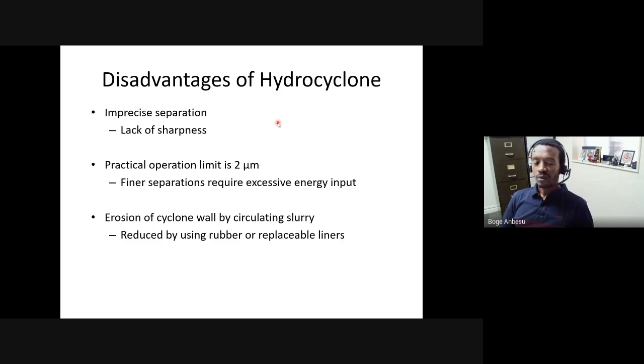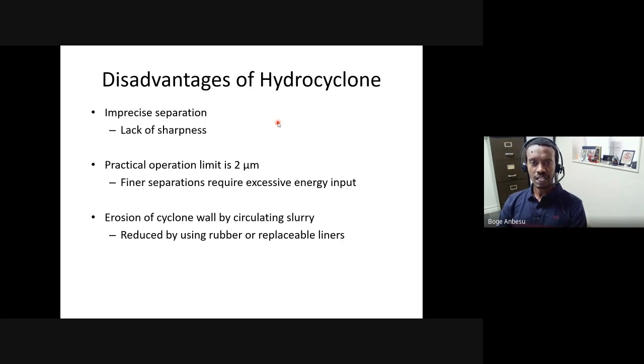And of course, 2 micron is very small in mineral processing, but if you wanted to go even beyond that, if you want to classify particles below 2 micron, then they're not going to work, simply because of the requirement for very high internal pressure to be able to classify fine particles. As soon as you hit somewhere around 2 micron or lower, they're not going to be effective. But generally speaking, we don't actually need to go that fine in many mineral processing operations.